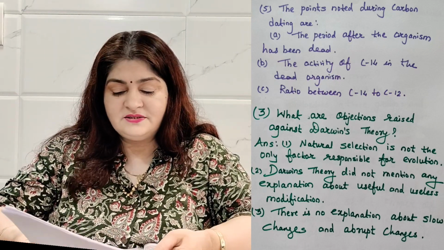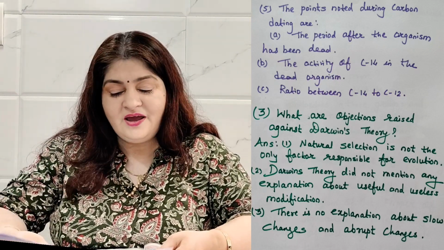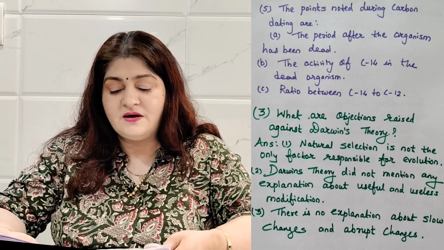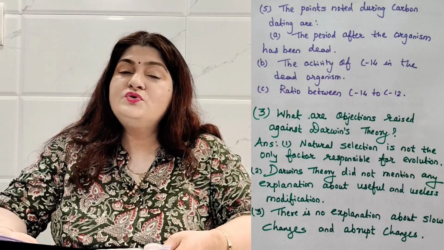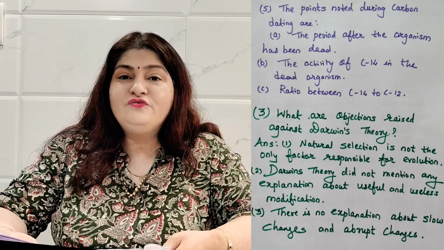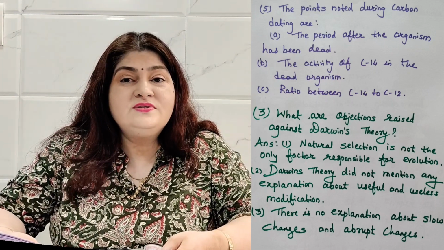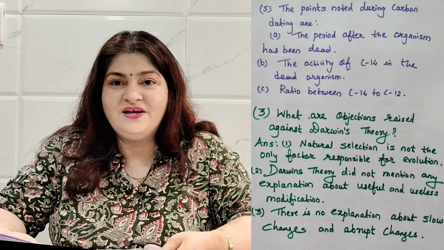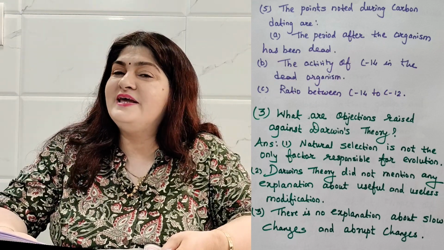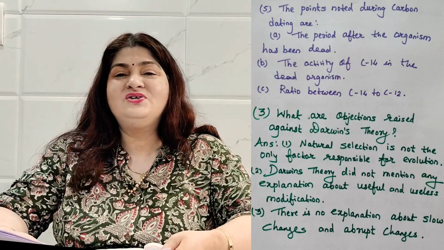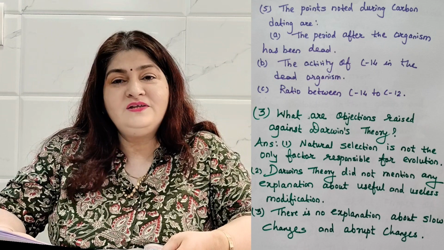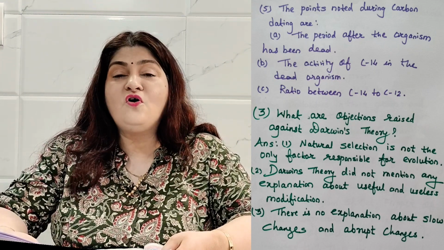So now let's see the third question of question number 3. What are the objections raised against Darwin's theory? So Darwin's theory is a theory of natural selection. Nature usko select karta hai, uska kuch bhi nahi hota. Aur agar nature ne aapko select nahi kiya, to aapki species distinct hogi. Aise Darwin ne humko jo theory di thi, uske kuch objections hai.